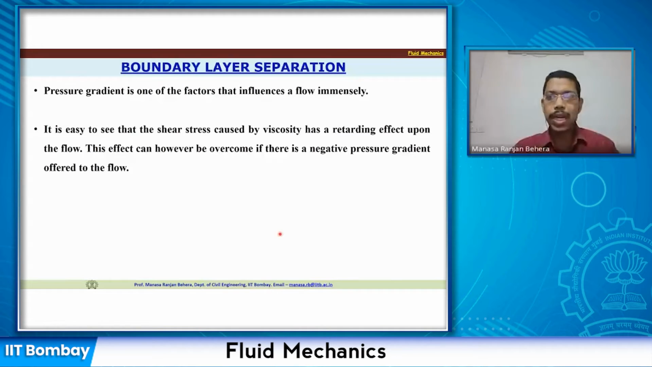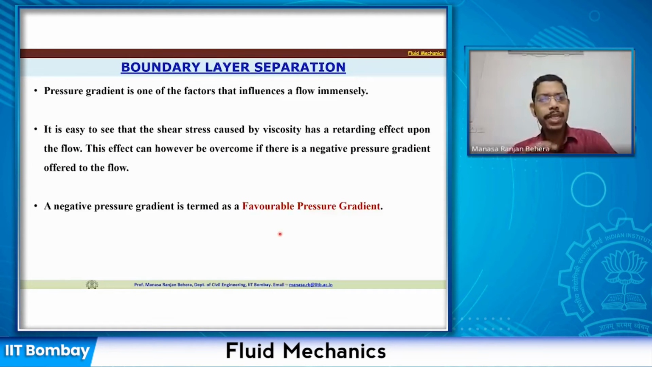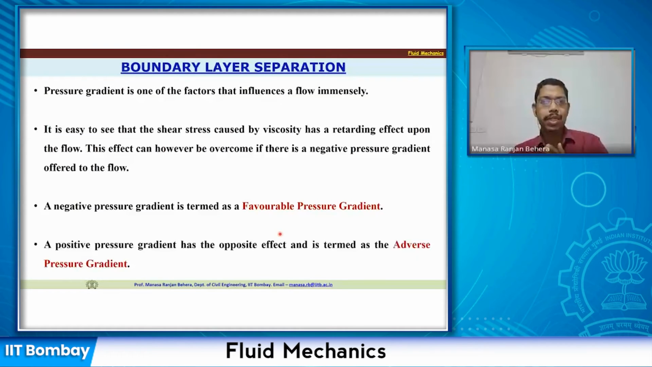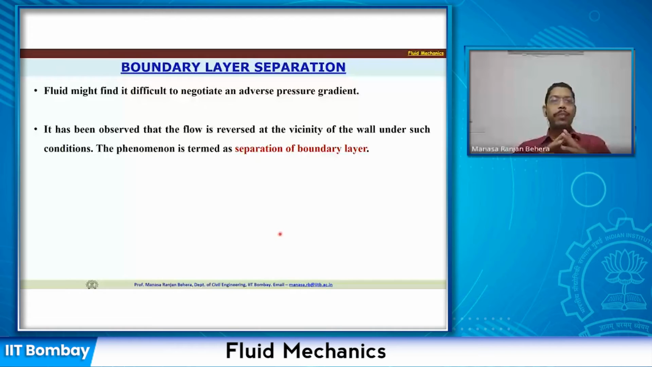We'll discuss that anyway. So a negative pressure gradient is termed a favorable pressure gradient, which we have discussed, and the positive pressure gradient has the opposite effect and is termed an adverse pressure gradient. We have seen that. So the fluid might find it difficult to negotiate an adverse pressure gradient, or a positive pressure gradient, and when that is going to happen, we'll see.